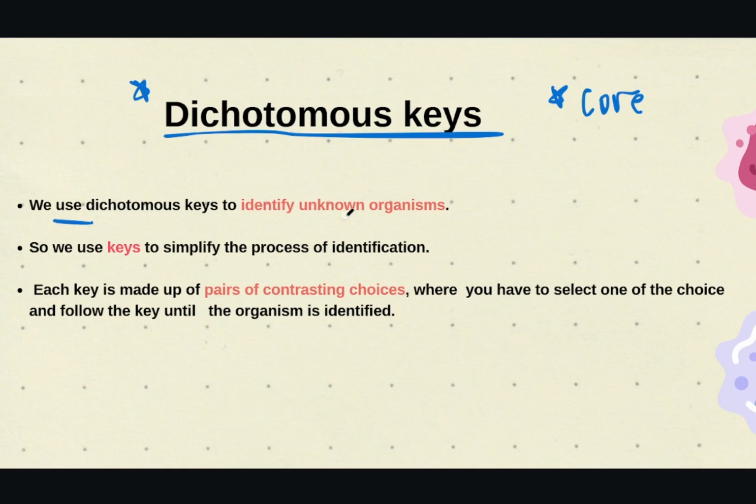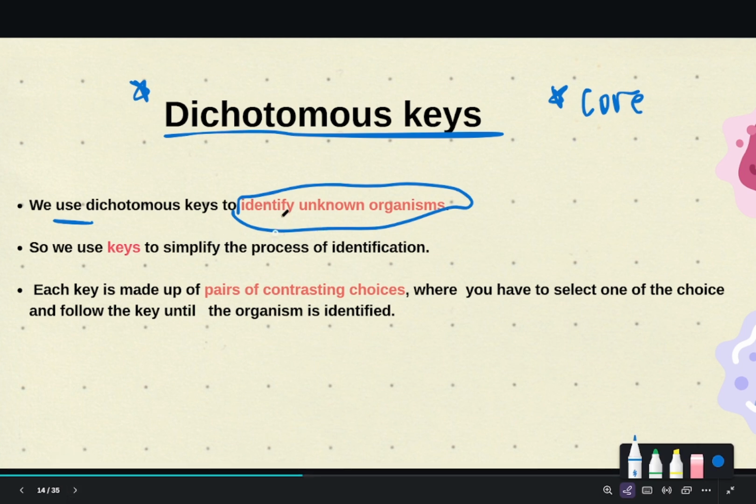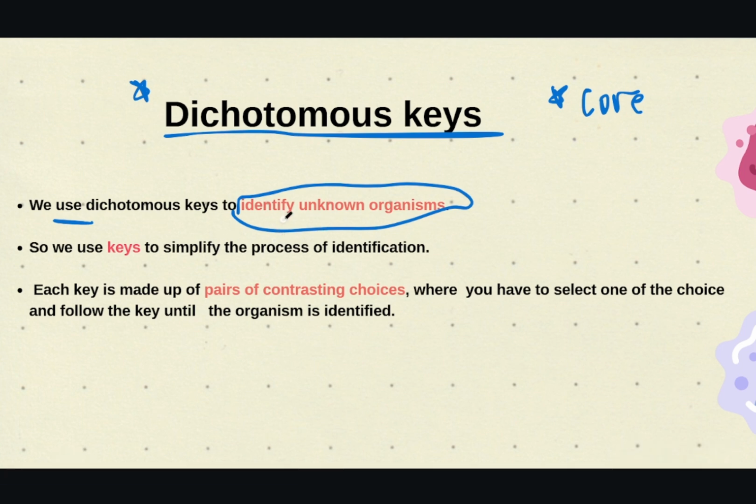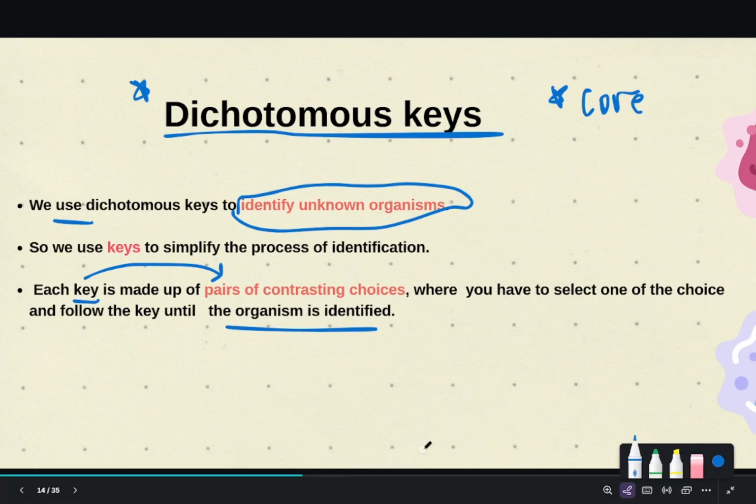We use dichotomous keys to basically identify unknown organisms, all right? So we're going to see a lot of examples of how exactly dichotomous keys work and how we identify unknown organisms. You have multiple keys in each dichotomous key, and each key is made up of a pair of contrasting choices. So you make a choice and then you land on your final answer, and then we say that okay, the organism is identified. But let's understand this by an example.